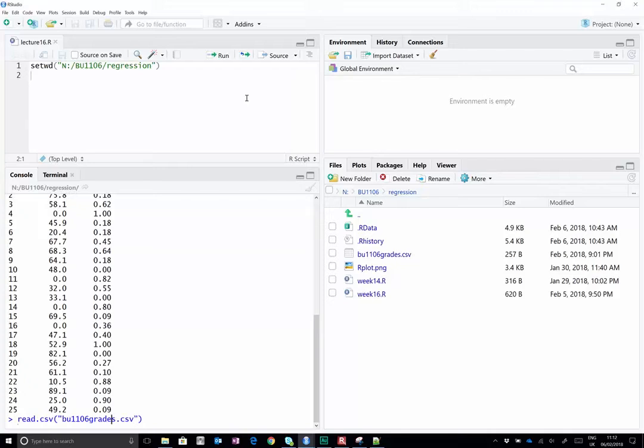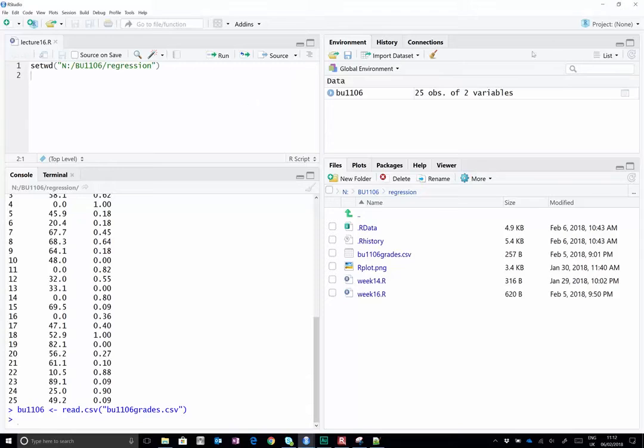So I save to typing again. Actually I want to put the whole thing into, let's call it bu1106. Okay. And I press enter, and it then should appear at the top right, in my environment, where I can have a little glimpse into all the data held in our memory. And here I can see all the values.